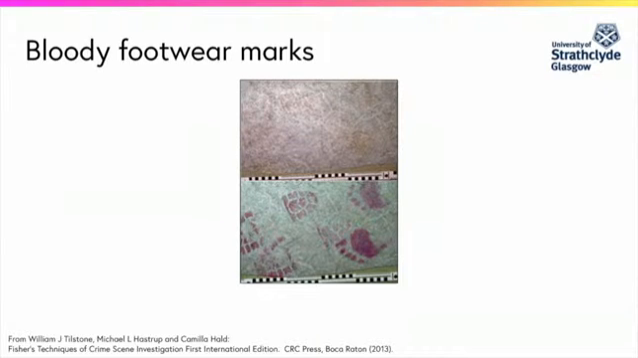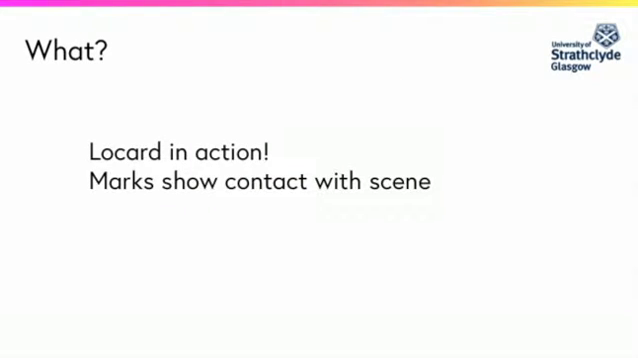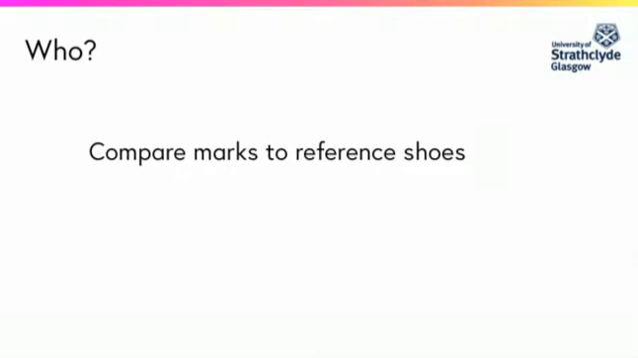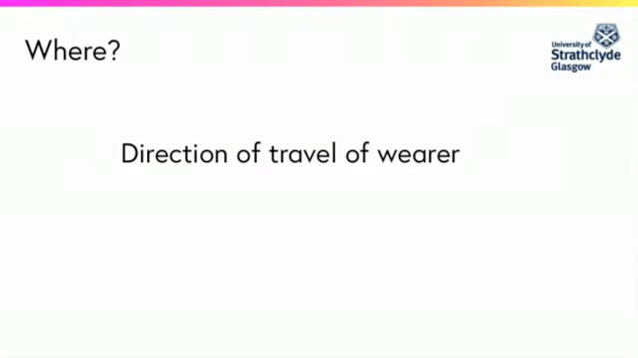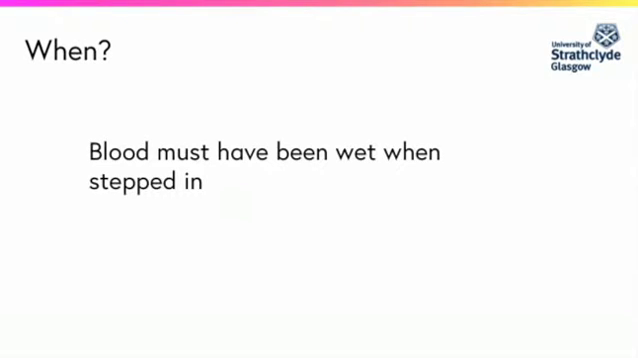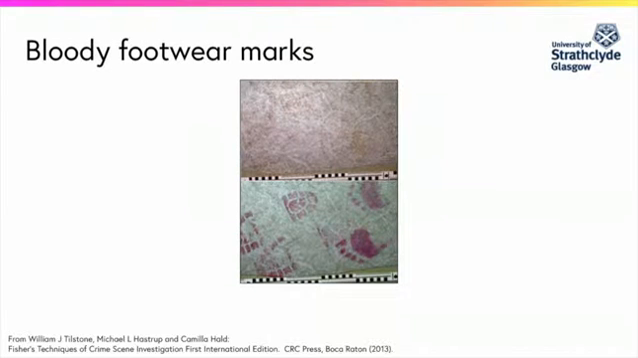Interpretation of such marks is generally straightforward. They can be used to associate footwear with the incident scene. Whose footwear and where do the marks lead us? And perhaps also some indication of when, since the shed blood must have been liquid at the time. These are essentially 2-dimensional marks and are best recorded by photography.